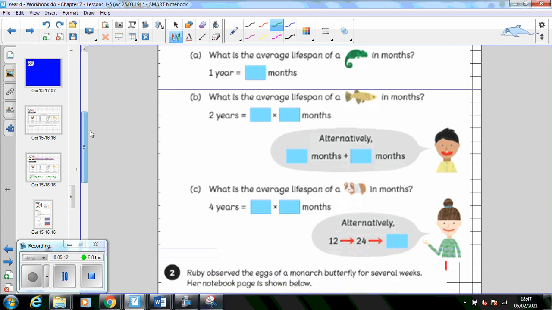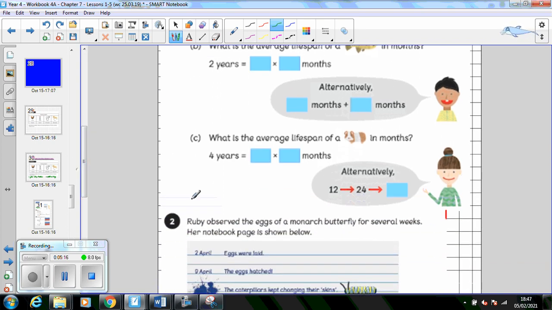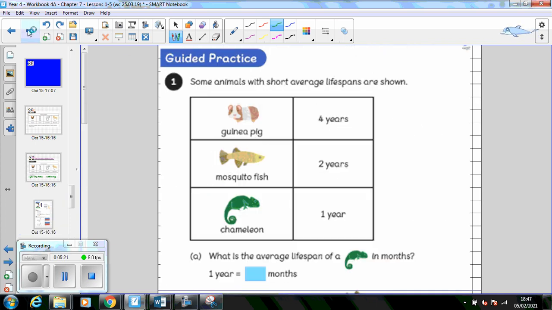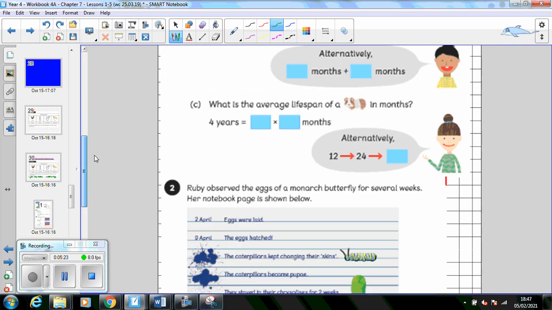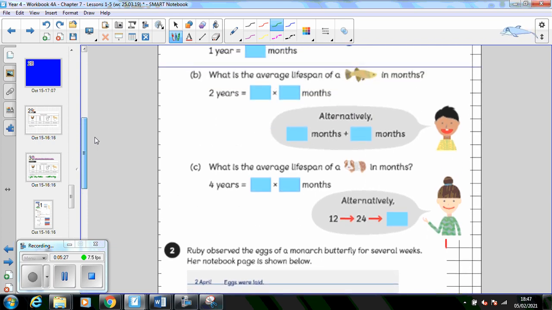Well done. The average lifespan of a guinea pig. We've got 4. Oh, skipped a page. We've got 4 years. 4 times 12 is 48. Or we can count up in 12s.